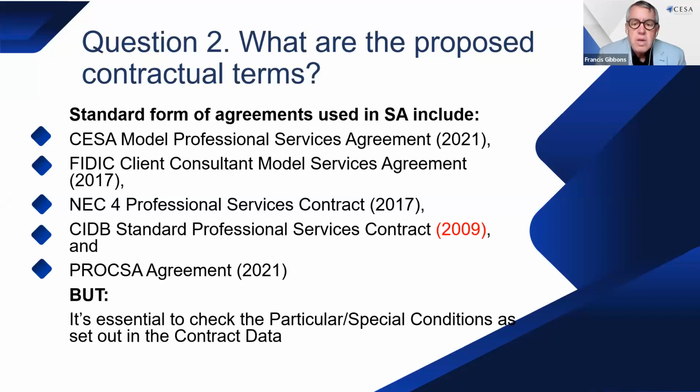So a lot of the government entities use the CIDB practice notes form of agreement, rather, because that was in the Standard for Uniformity in Construction Procurement. But it's worth noting that as of the 2019 edition of the Standard for Uniformity in Construction Procurement, there's no reference to standard forms of contract for professional services contracts. So there's no requirement under the SFU of 2019 to adopt either a CIDB or an NEC or any other professional services agreement. It is quite open.